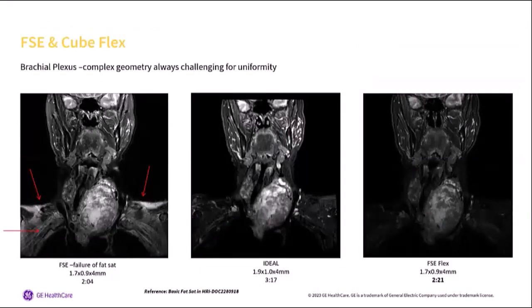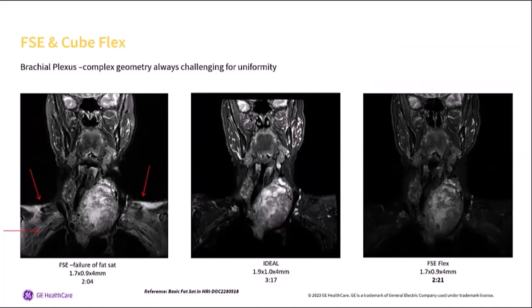So now let's have a look at some examples. The image on the left, we are using chemical fat sat, and as we can see, it is failing in the neck-shoulder interface. The image on the far right, we are using FLEX, which seems to have resolved the failed fat sat at the shoulders. But when we compare to the image in the middle, where we are using IDEAL, we can see how much more robust the fat sat is. The scanning time is also a bit higher when we use IDEAL. So with the FLEX it was 2 minutes 21, and now with the IDEAL we have 3 minutes 17.